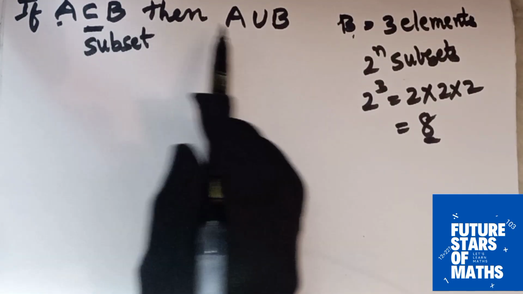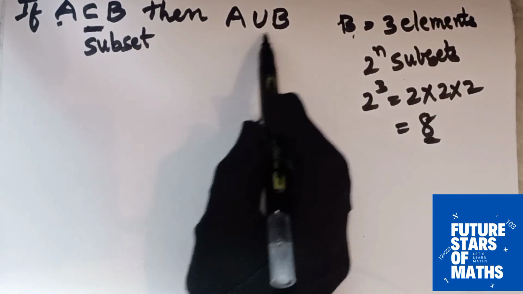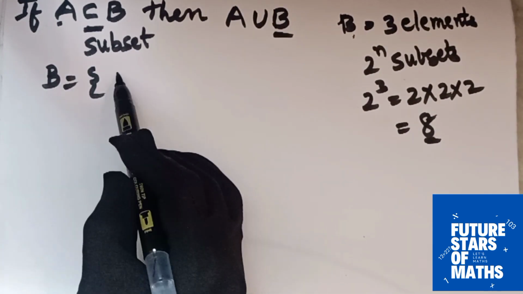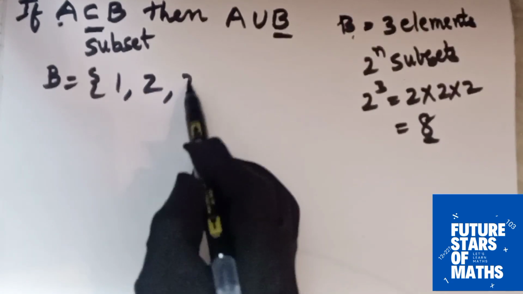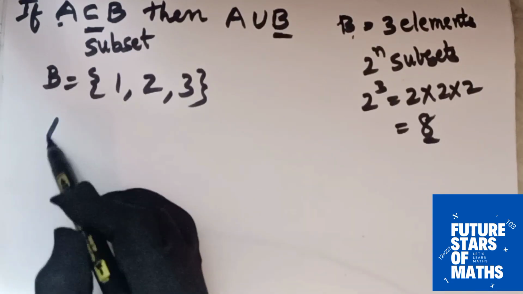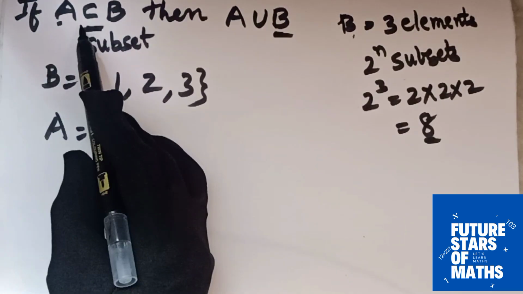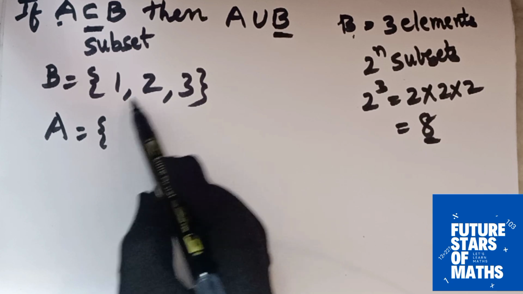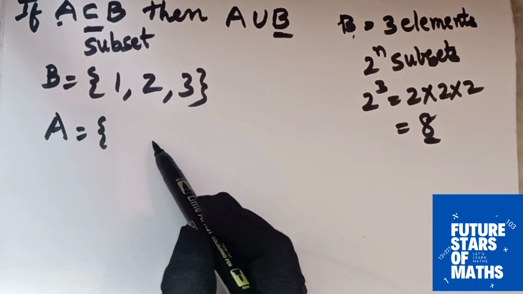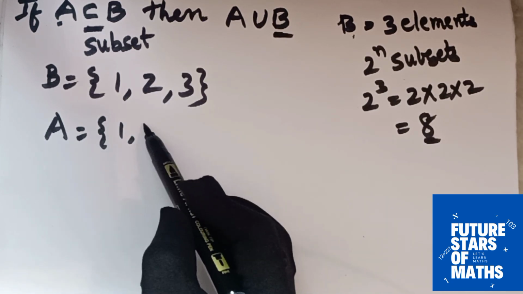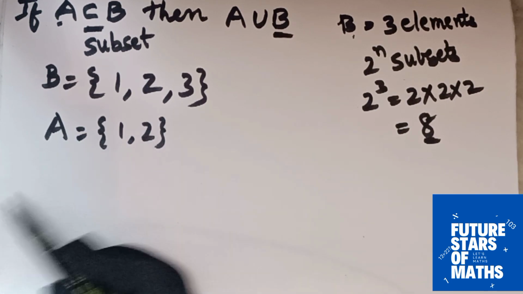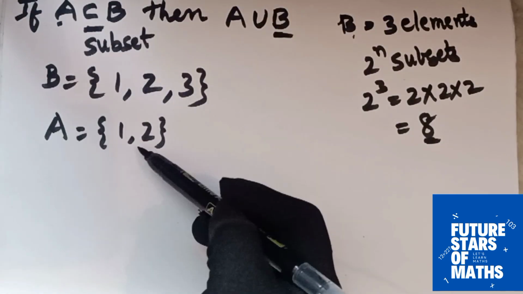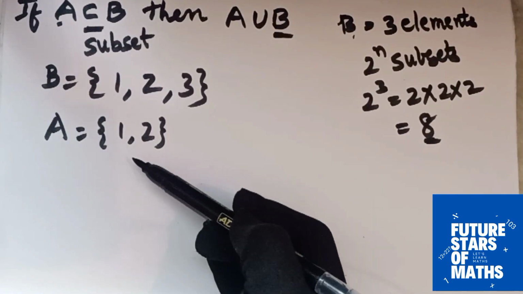So now let me show you that. First, we will assume the set B. B equal to 1, 2, 3. Then what will be A? A is a subset, it is given. Subset means any one element or any 2 elements or all the 3 elements can be there in A. But I am taking only 2 elements here, 1, 2. In other words, we can say that A is the daughter or son of B. That is, from B we are getting A.